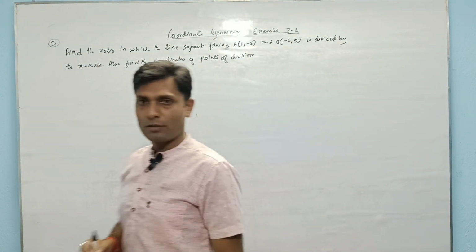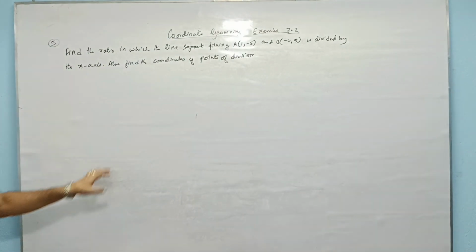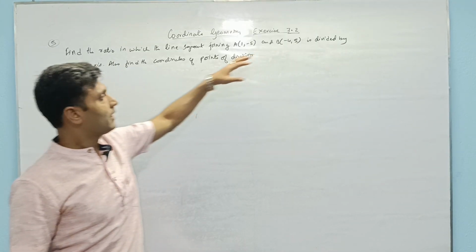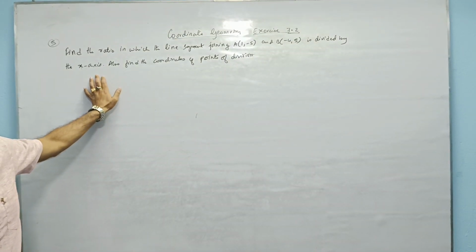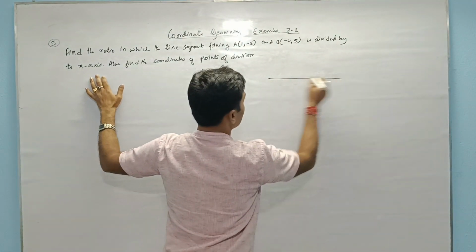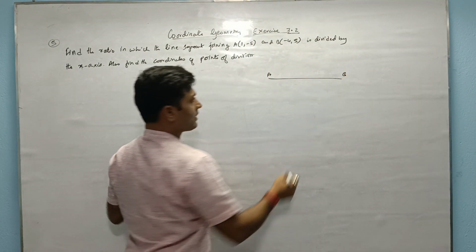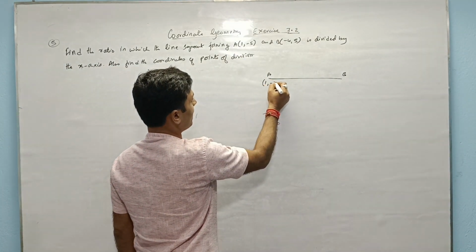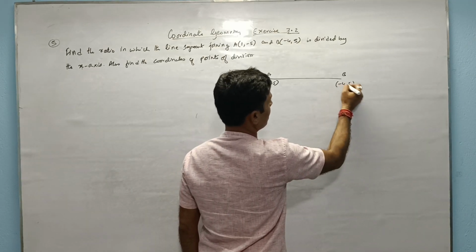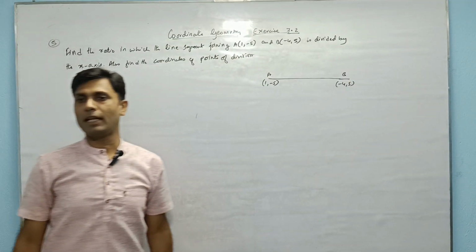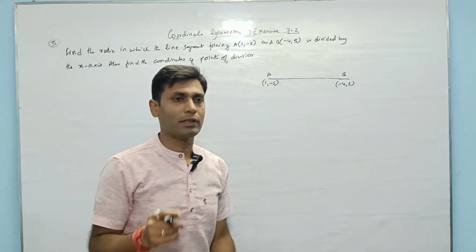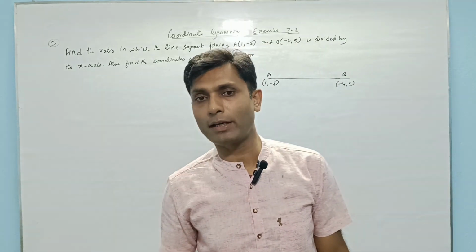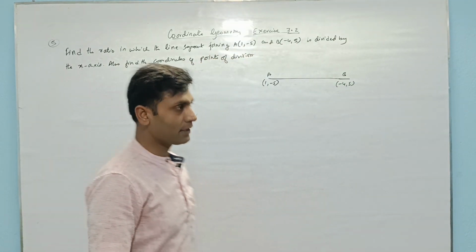Is it clear? So the question says, find the ratio in which the line segment joining the points A and B, the coordinates are given, is divided by the x-axis. So the join of the points A and B, that means AB is forming a line segment, right? A is (1, -5), and B is (-4, 5). This line segment AB is divided by a point on the x-axis. So if any point lies on the x-axis, then what can we say about the y-coordinate? 0. The y-coordinate is 0.